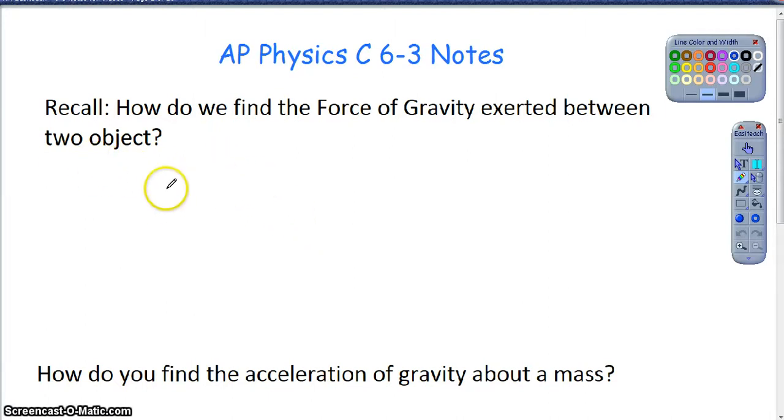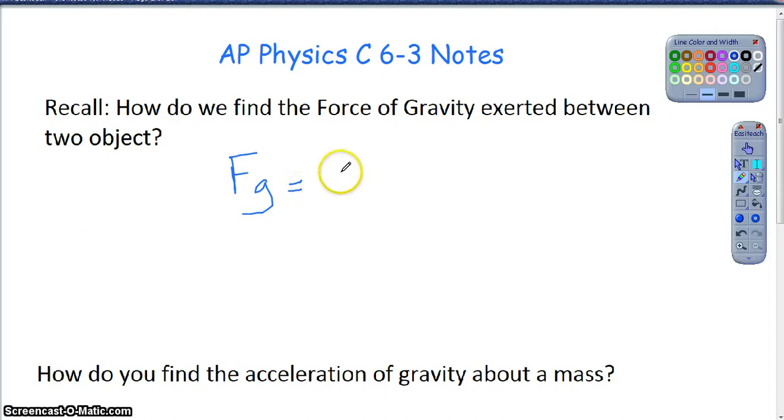But anyway, the first couple slides, and really for the most part this first section, isn't too bad, but it is at least a few new relationships for us. But anyway, so how do we find the force of gravity exerted between two objects? Well, again, that's just getting familiar with the force of gravity.